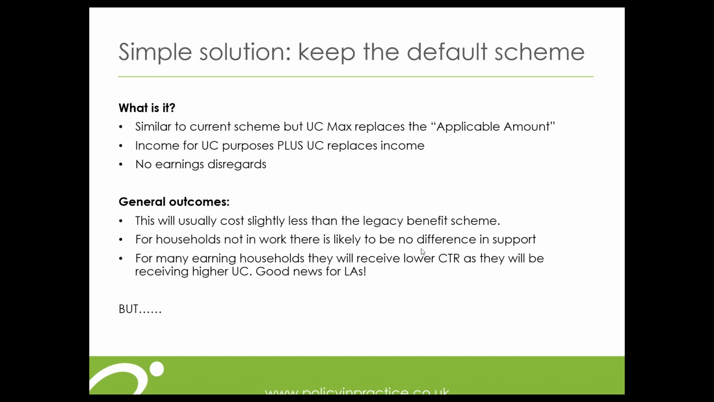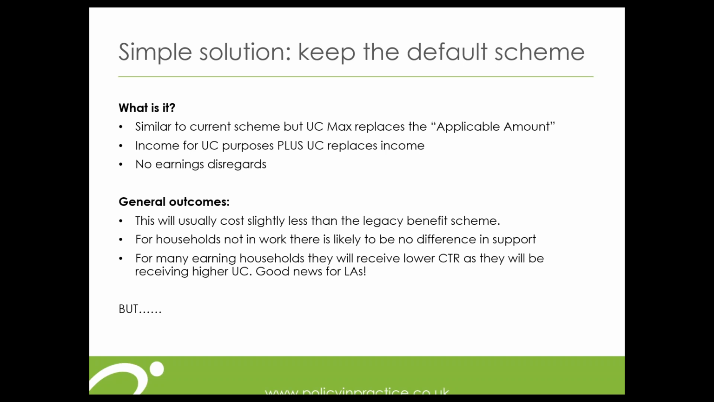Right, so the simple solution for everyone is to keep the default scheme. As you move to universal credit, keep the default scheme, and you're probably all aware of what this is. The UC max replaces the applicable amount, and if we look at the income side, it's income that's used for UC purposes, plus your universal credit, and there's no earnings disregards.